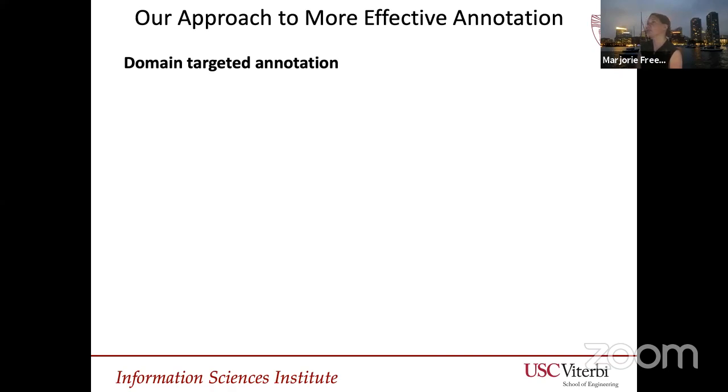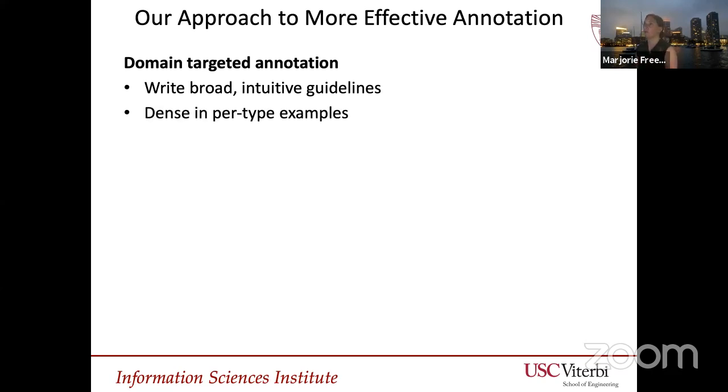So what are we doing? We're referring to it as domain-targeted annotation. We try to write broad intuitive guidelines, again, focusing on this. We want what we tell people to be easy for them to understand, and we're hoping what the classifiers learn to label will be intuitive when we look at the output. We want the annotation to be dense in per-type examples, and we achieve this by asking the annotators to try to find the concepts that they're interested in.